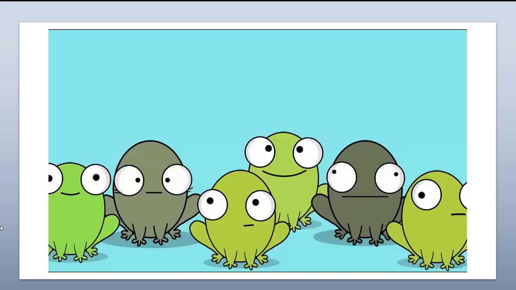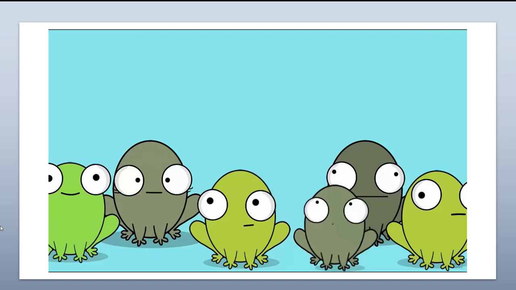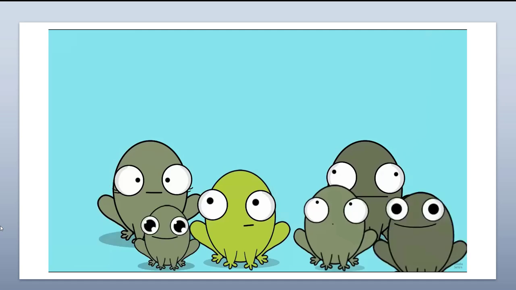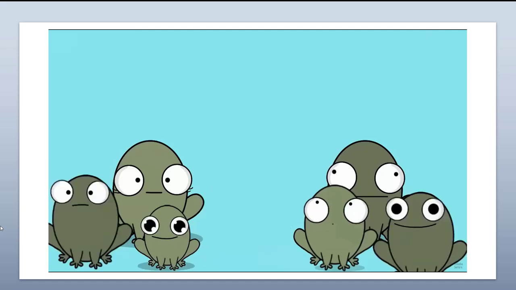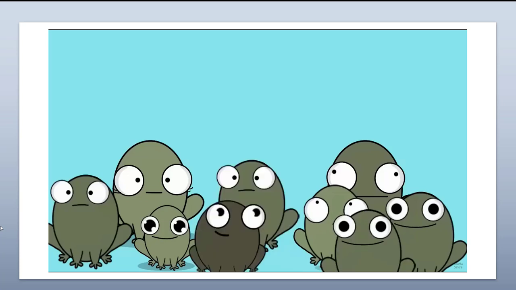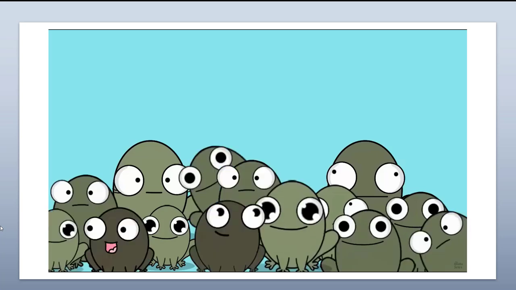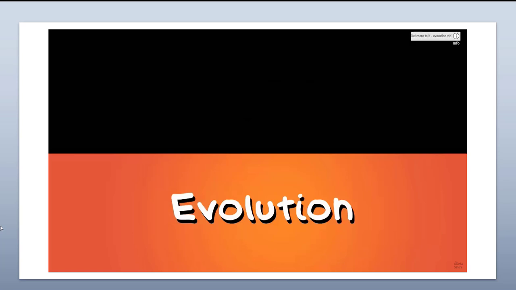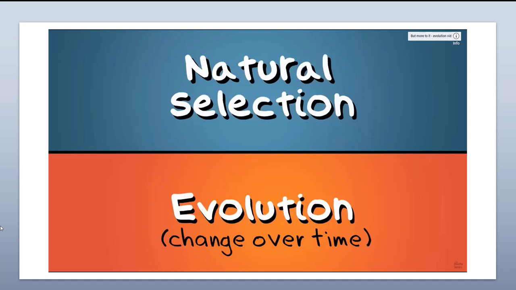Now, over a long period of time, you can expect to see a higher frequency of darker frogs. If it continues for a very long time, it could even result in all the frogs in this area being darker. Evolution, which is change over time, could take place because natural selection has occurred. Natural selection is a mechanism of evolution.